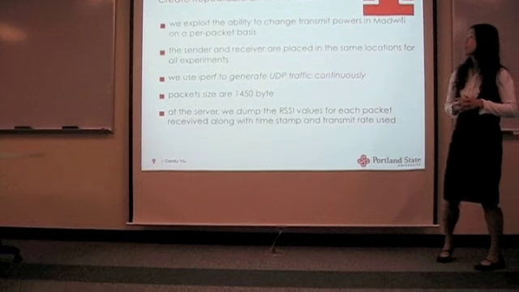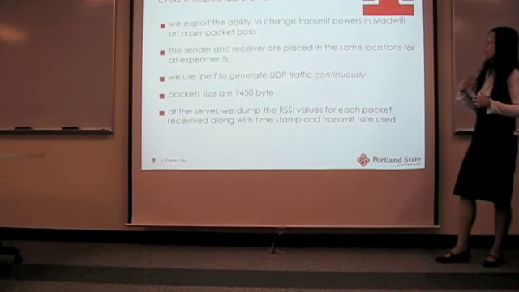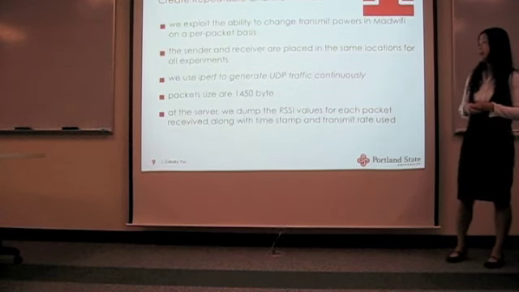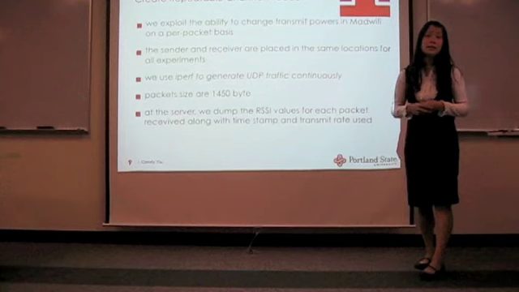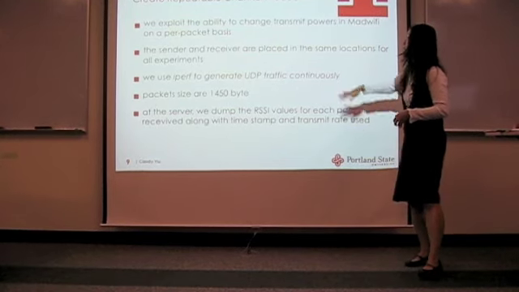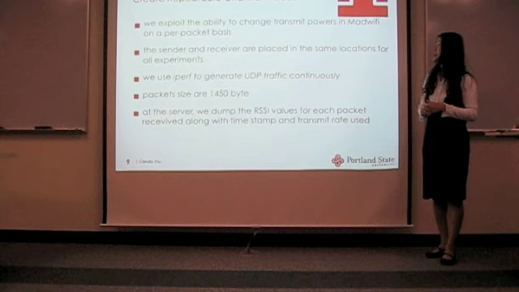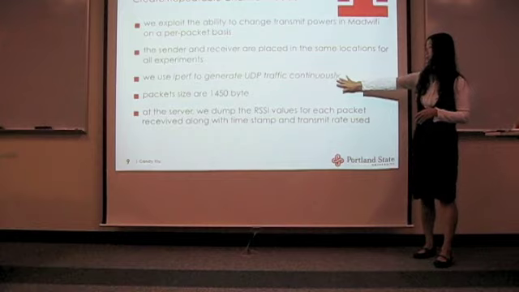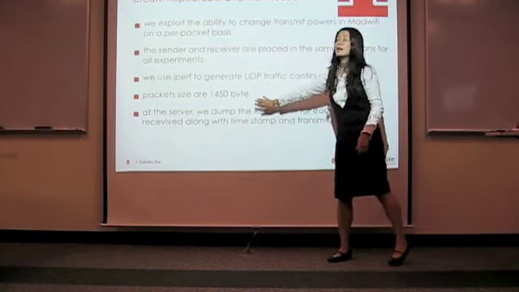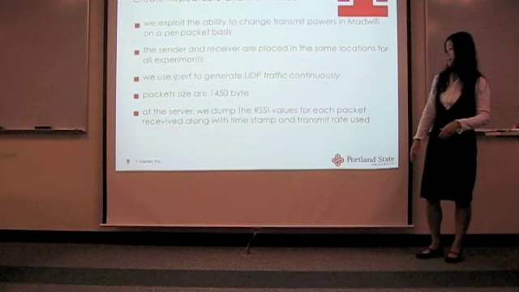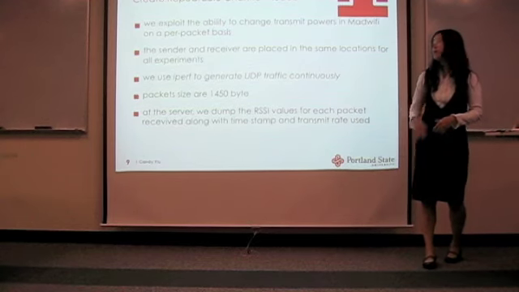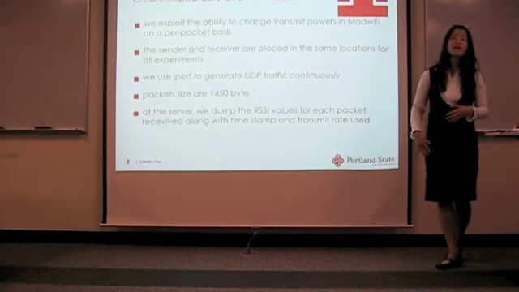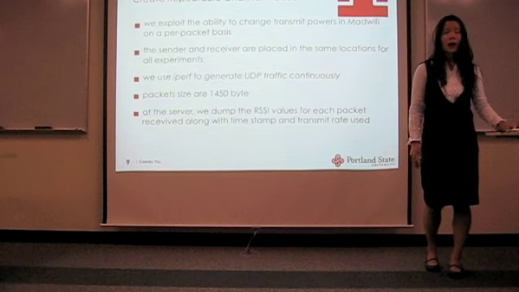And now we create the repeatable channel model. We exploit the ability to change the transmit power in MAC Wi-Fi on a per packet basis to create these different channel conditions. The sender and receiver are placed in the same location for all experiments. We use iPerf to generate UDP traffic, and each packet is 1,450 bytes in size. And at the server, we dump the RSSI value of each packet received along with the timestamp and the rate that each rate algorithm used.